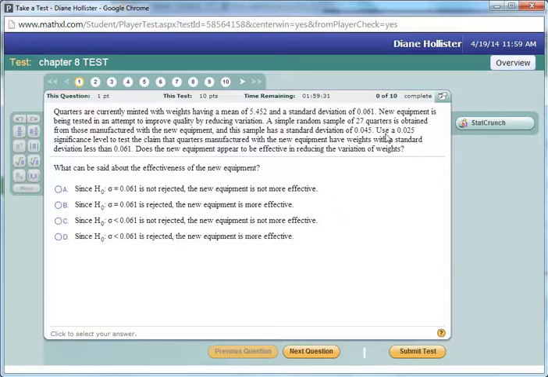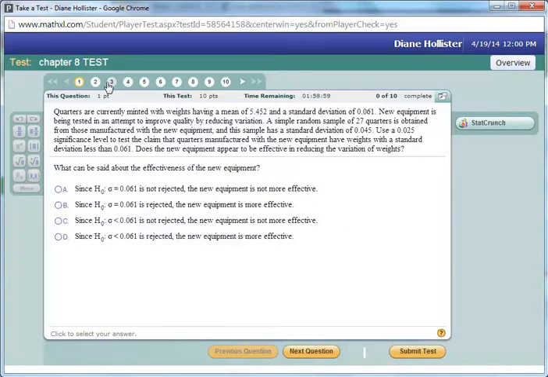If you take a look at this one, it says use a 0.025 significance level to test the claim that the quarters have weights with a standard deviation less than 0.061. So that sentence, as well as the one that says, does the new equipment appear to be effective in reducing the variation of weights, gives you a clue as to what type of problem it is, as well as designing your alternative hypothesis, because the claim is that it's effective in reducing the variation, so the variation will be less.